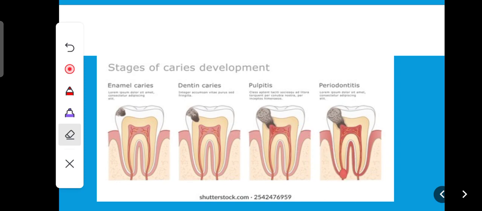So we have to stop the caries at this point. This is the point where we have to stop the caries, inshallah.